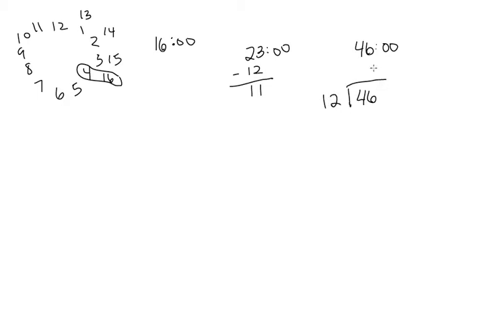Dividing by 12. Now 12 times 4 is 48, so I know I'm at 36. So this is 3 with a remainder of 10, which means it's actually 10 o'clock. That's what 4600 hours is, 10 o'clock. Okay, on this clock.